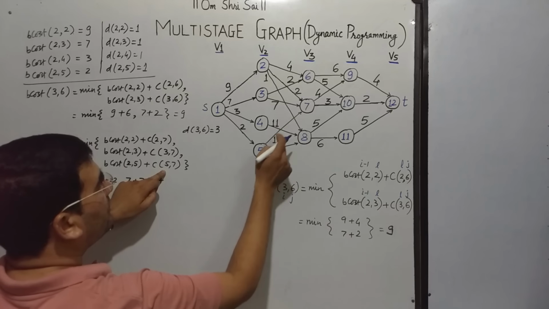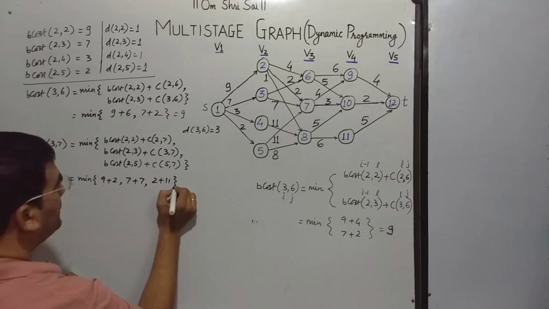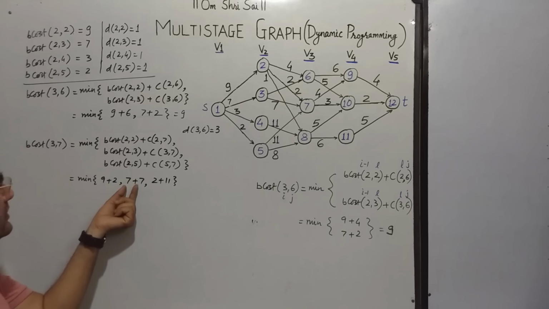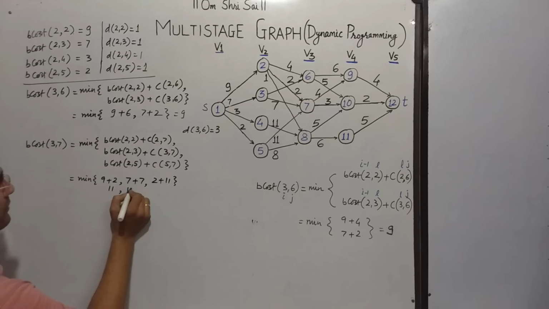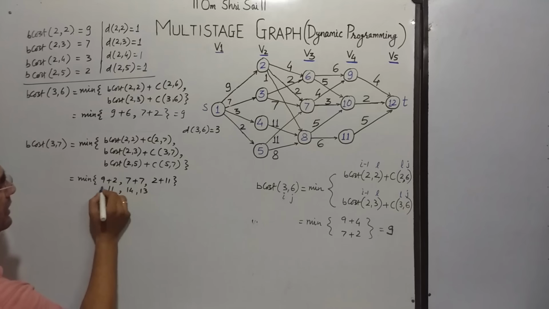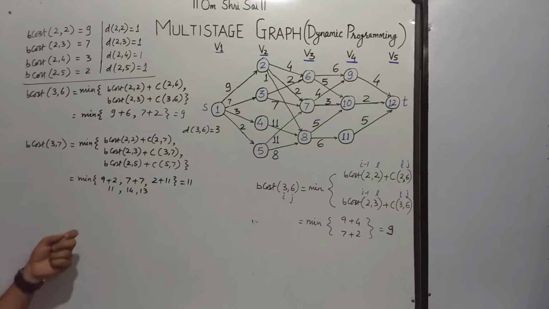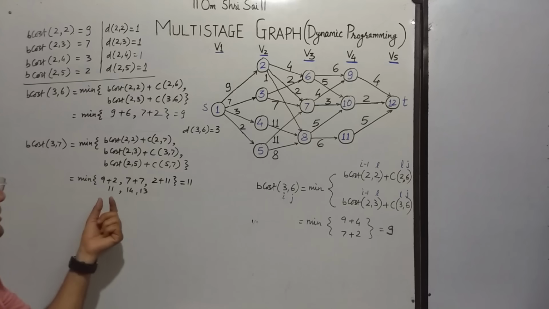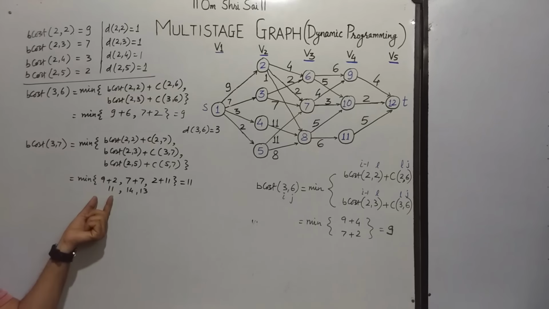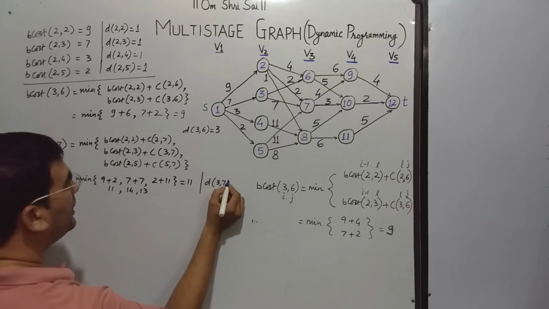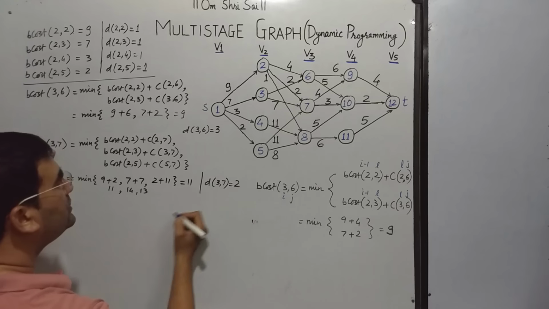For going from 5 to 7 there is an entry of 11. So whatever is the minimum value: 9 plus 2, that is 11, 7 plus 7, that is 14. So 11, 14 and 13. What is the minimum value? That is 11. So this value will be 11. And this entry 11 that has come, due to which vertex has it come? That is using the second vertex. d of 3, 7 is equal to the second vertex.